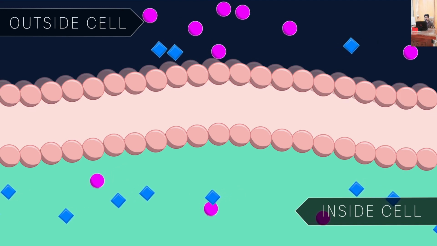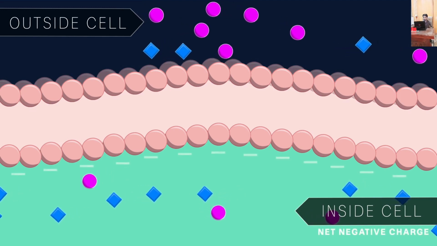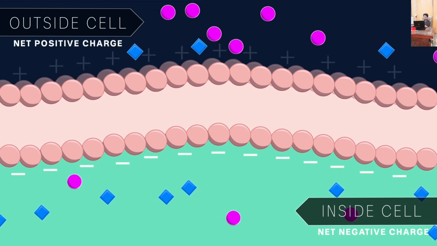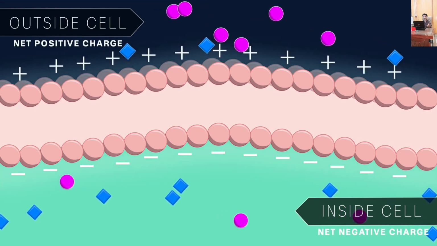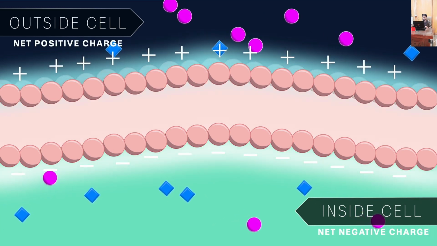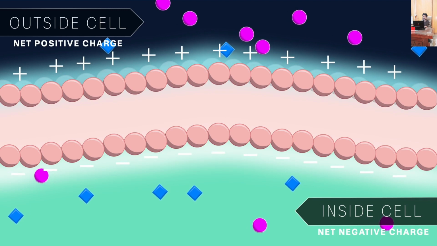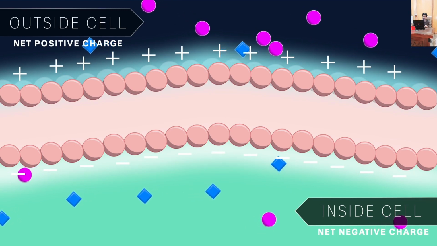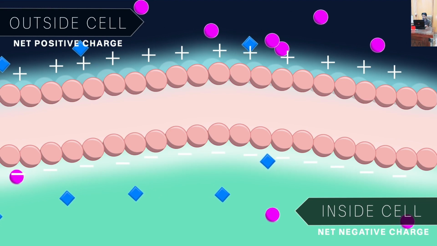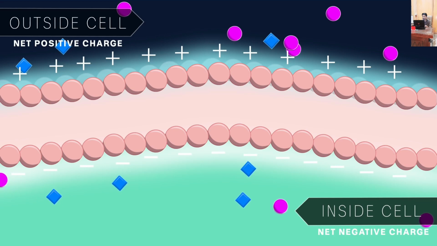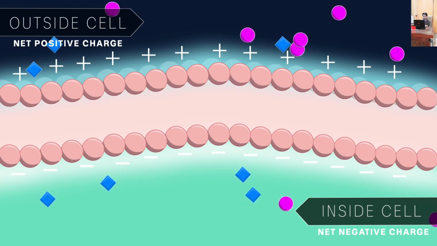While the inside of the cell has a net negative charge and the outside of the cell has a net positive charge, the charges line up at the membrane and the bulk solution on either side is actually electrically neutral. The resting membrane potential is the point where the cell has achieved electrochemical equilibrium. This means that the concentration gradient and the electrical gradient for each ion are equal and opposite.